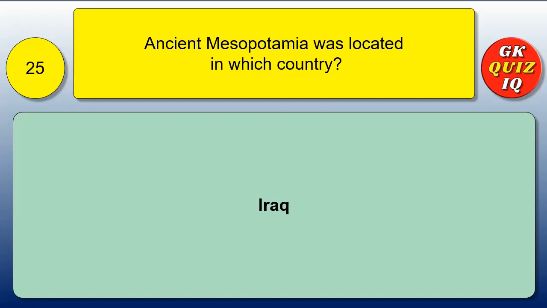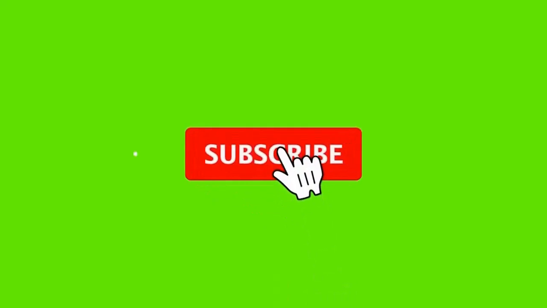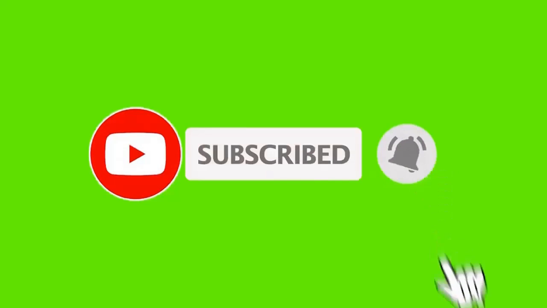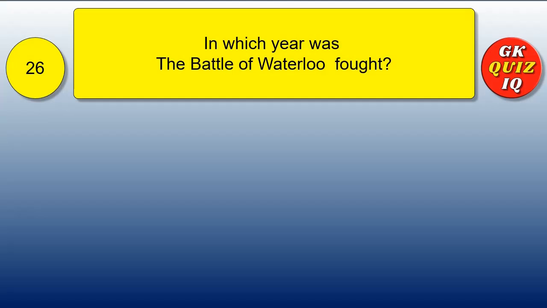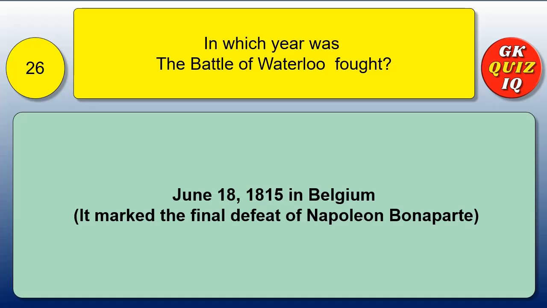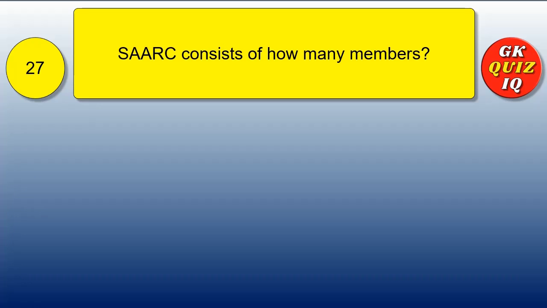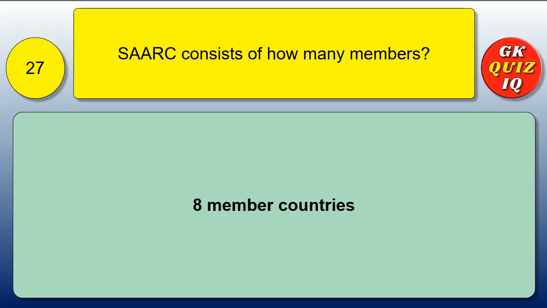Ancient Mesopotamia was located in which country? Iraq. In which year was the Battle of Waterloo fought? June 18, 1815. SAARC consists of how many members? 8 member countries.